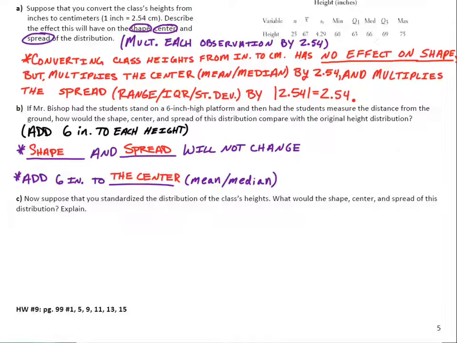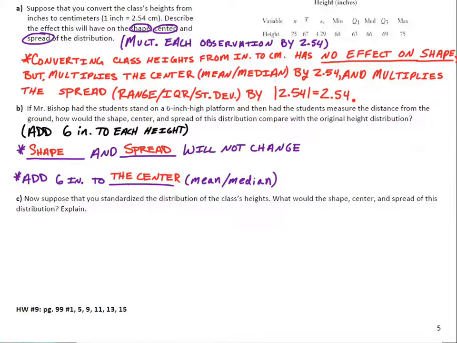Okay, last part here, Part C. It says, now suppose that you standardized the distribution of the class's heights. What would the shape, center, and spread of this distribution be? So that's what it should say. What would be the shape, center, and spread of this distribution?